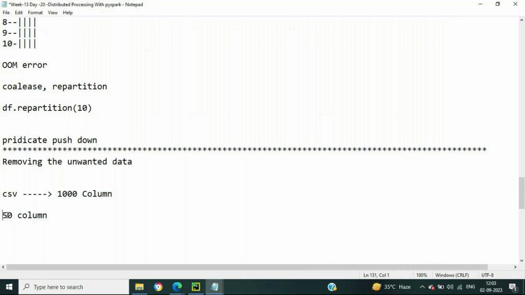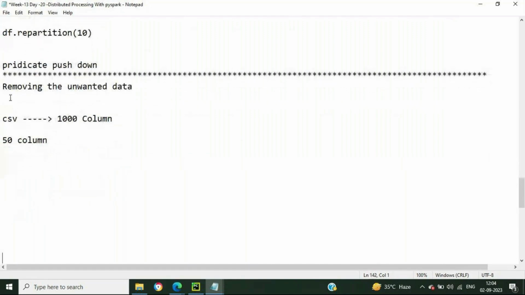So there might be certain portions which are not in use. What this particular property, AQE, is going to do is predicate push down. It is going to apply a filtration mechanism and restrict the unwanted movement of records which are not utilized, which do not have any use. That property is automatically applied by AQE once we enable it, and predicate push down will work.